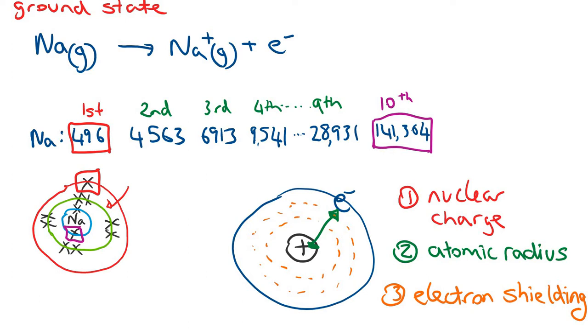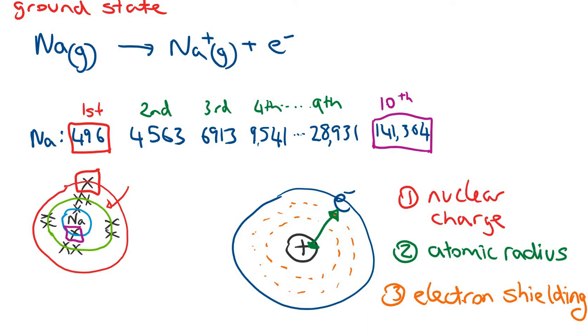ionization energy. To recap, the reason atoms and ions of any element will have different ionization energies is because each will have a different nuclear attraction to the outermost electron. The reason for that is, one, nuclear charge. The greater the nuclear charge, the greater the force of attraction to the electron. The second is atomic radius. The greater the atomic radius, the smaller the nuclear attraction. That's because the distance is getting bigger.